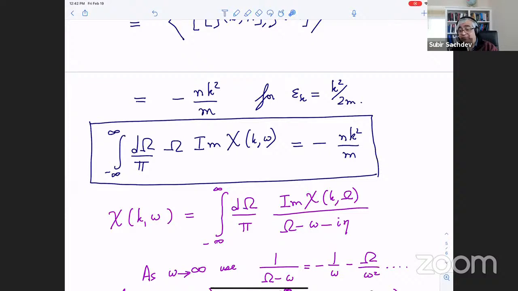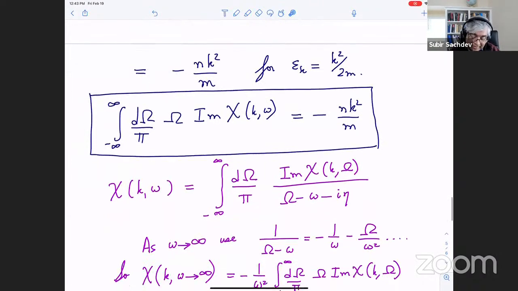It's actually an exact result. It's true independent of any interactions, and the m that appears in the plasma frequency is not the quasi-particle mass, but the bare mass of the electron. So how can we see that?